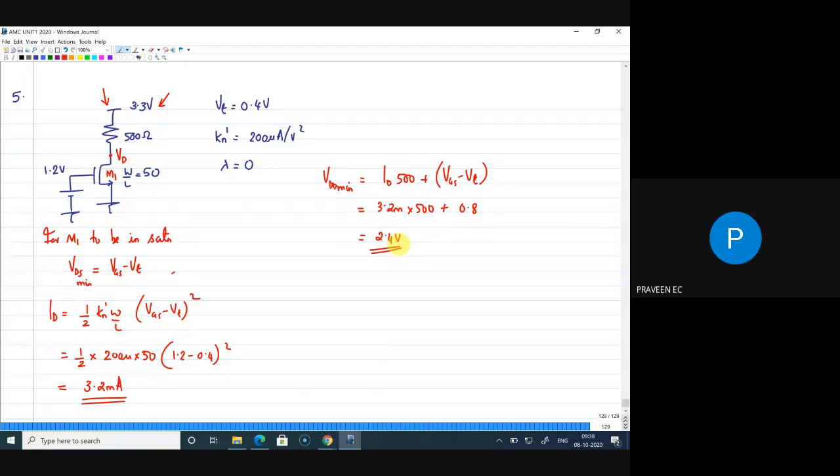Sir, how did you write that equation, sir? Which equation, Praveen? This one? Sir, VDD minimum, sir. Yes, sir. Okay. Yeah. So see, Naman. Sorry. Who is this? Praveen, right?